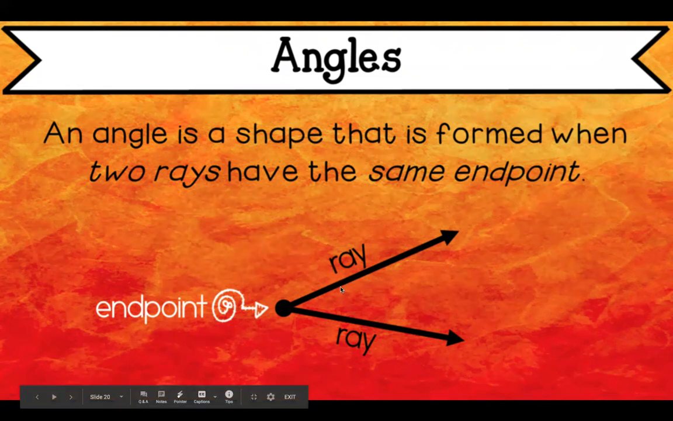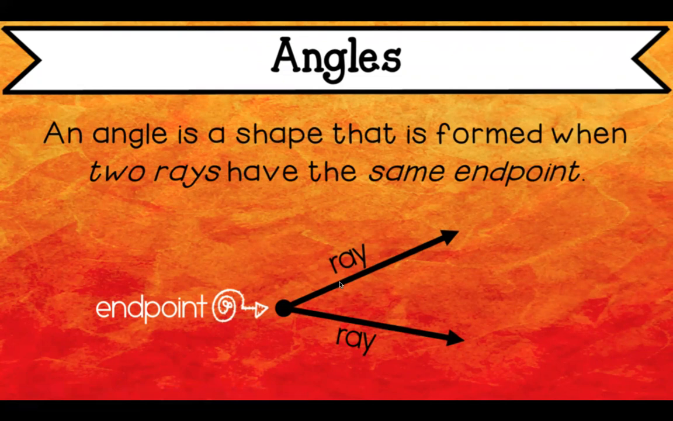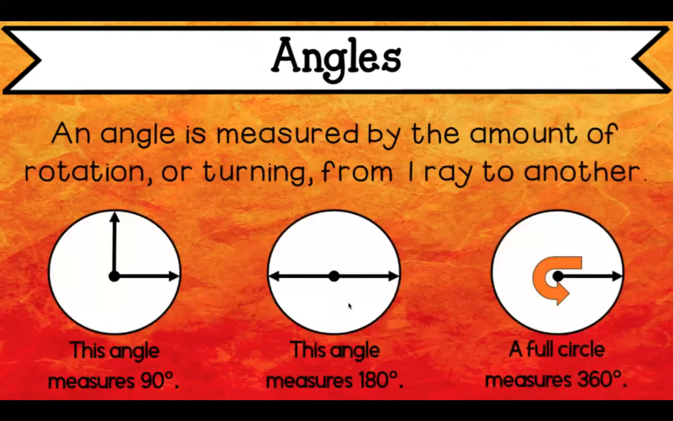It's really cool. So this angle right here, from this line to this line, would make an angle. An angle is measured by the amount of rotation or turning from one ray to another. So this angle, from this line to this line, is also what's called the box angle, right? That would be 90 degrees right there.